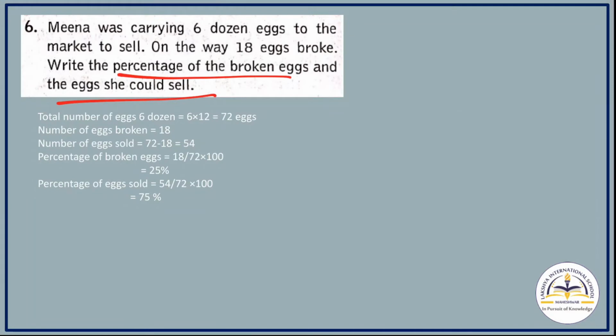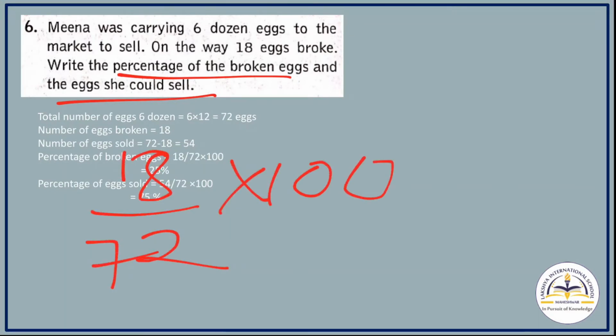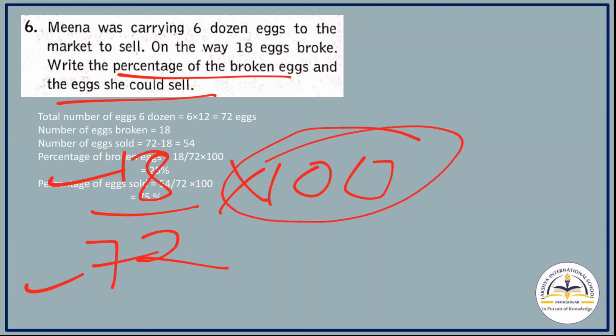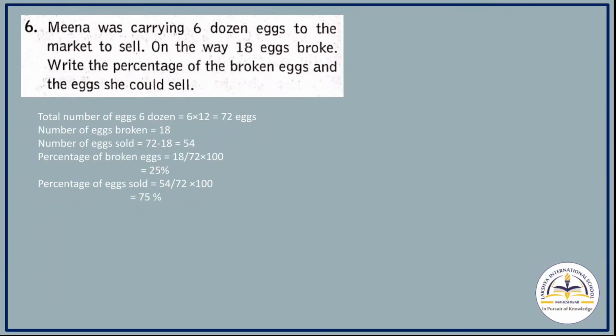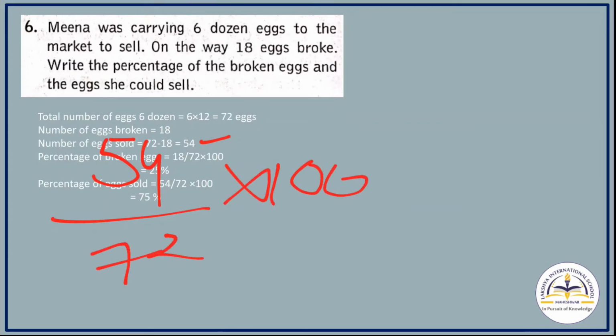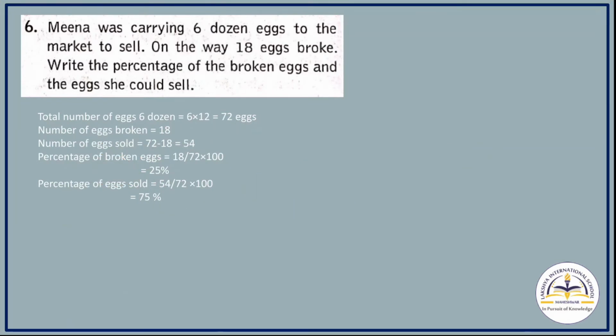So the percentage of broken eggs will be 18 by 72 into 100, because 72 is the total quantity and 18 is the broken eggs and 100 is to find out the percentage. So when you solve this, you will get 25%. Now we will find out the percentage of eggs sold. So what is the remaining egg? That is 54 by 72 into 100. So 75% is the eggs that are sold.